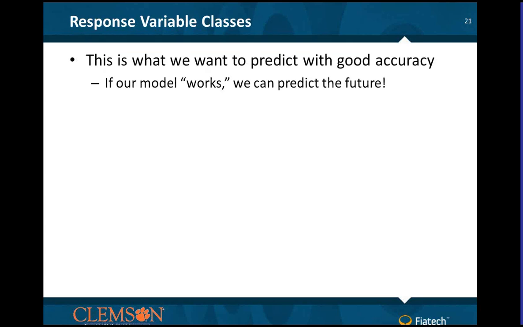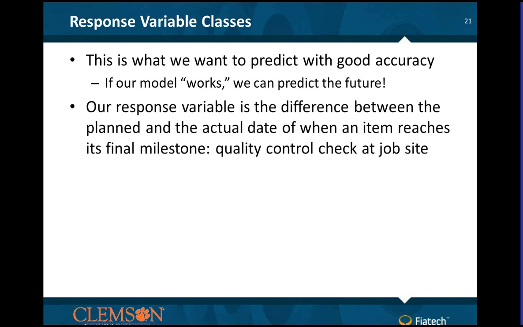So our response variable is what we want to predict with good accuracy, because if our model works, we're going to be able to predict, based on some early occurrences in the in-transit supply chain or the staging supply chain, are we going to be on time or late to the job site? So we're looking at quality control check at the job site, meaning it's already been delivered and it has passed QC. So we would argue that this is one of the most final milestones any item or piece of pipe or rebar or turbine or anything that's going to a large construction project would go through. So this is what our response variable is going to be.